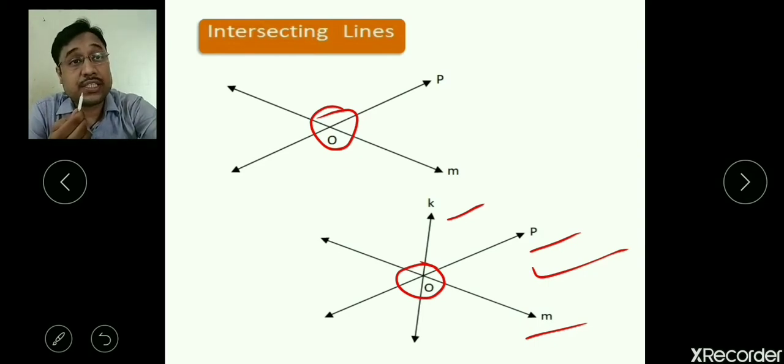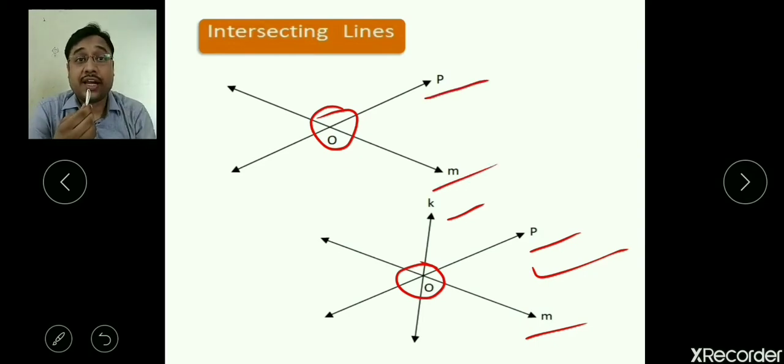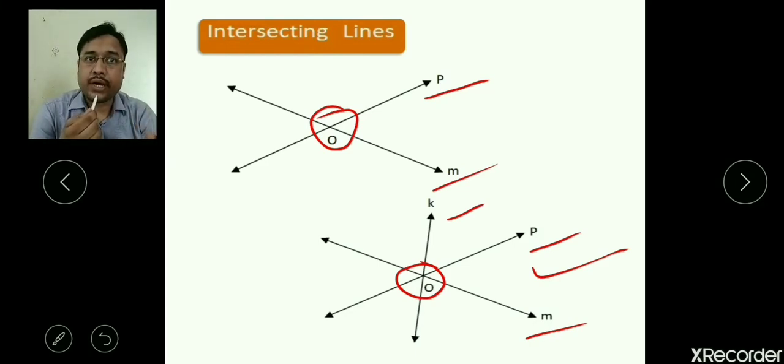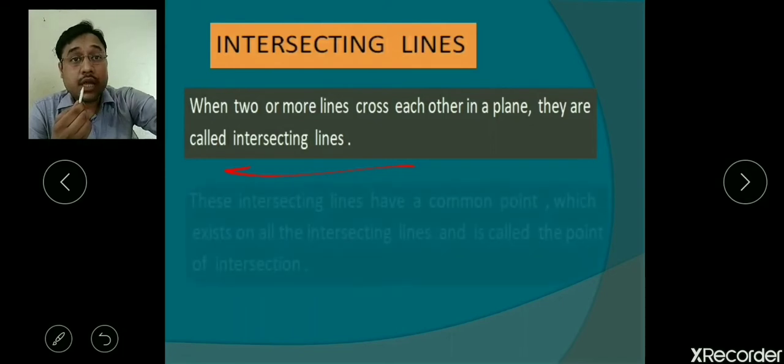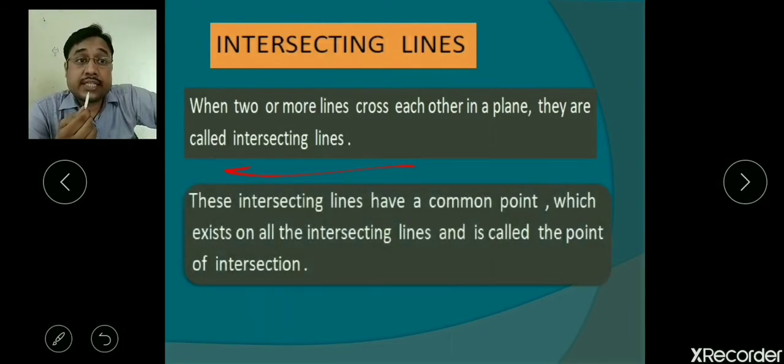And here also you will see that the lines P and M are intersecting at the point O. So such lines which are intersecting or crossing each other at a common point are called intersecting lines. Okay, so we can have this definition: when two or more lines cross each other in a plane, in a single plane, this is the condition, students, in a single plane, they are called intersecting lines. Very interesting.